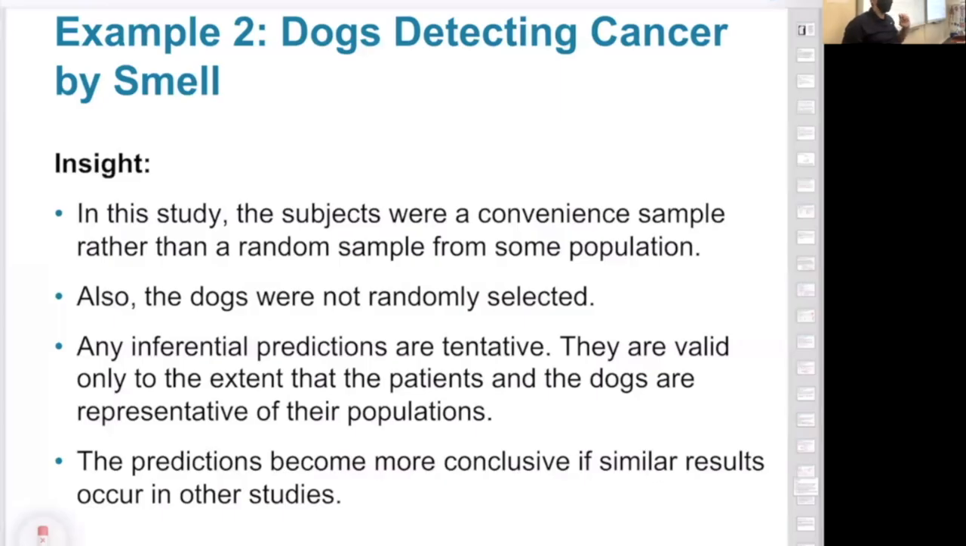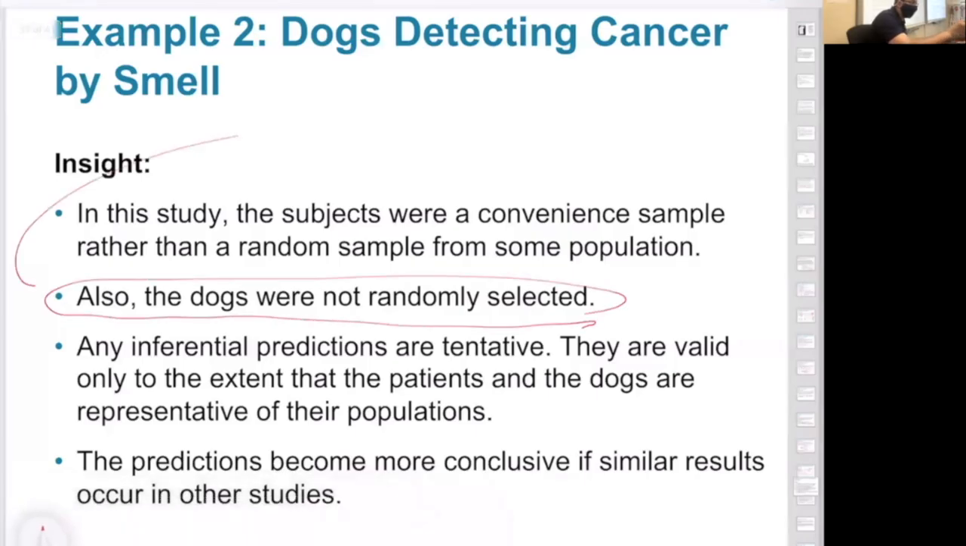So this is the first thing. The second thing, of course, because it's a convenience sample, it's not a random sample. And of course, according to that, any inference from that will be just tentative. Okay, it's not valid inference in this case, or predictions in this case.